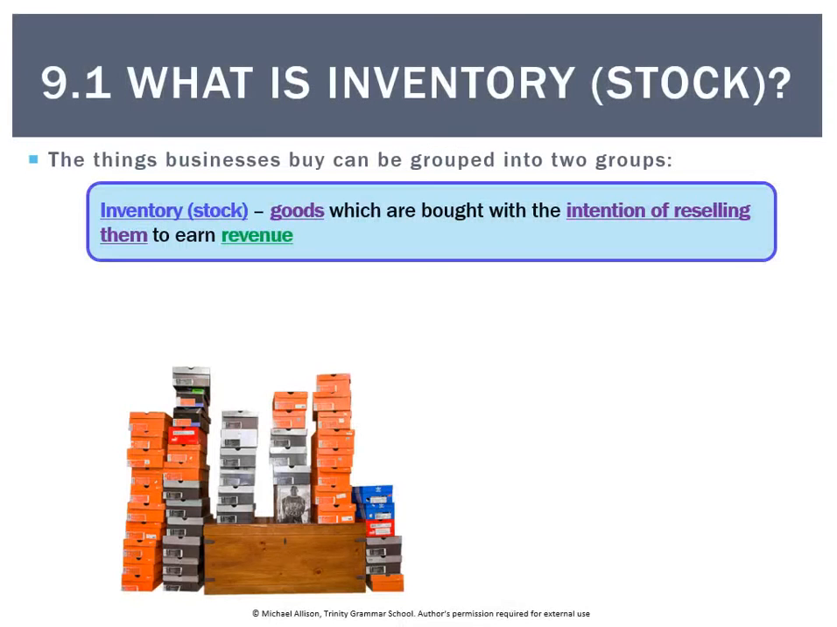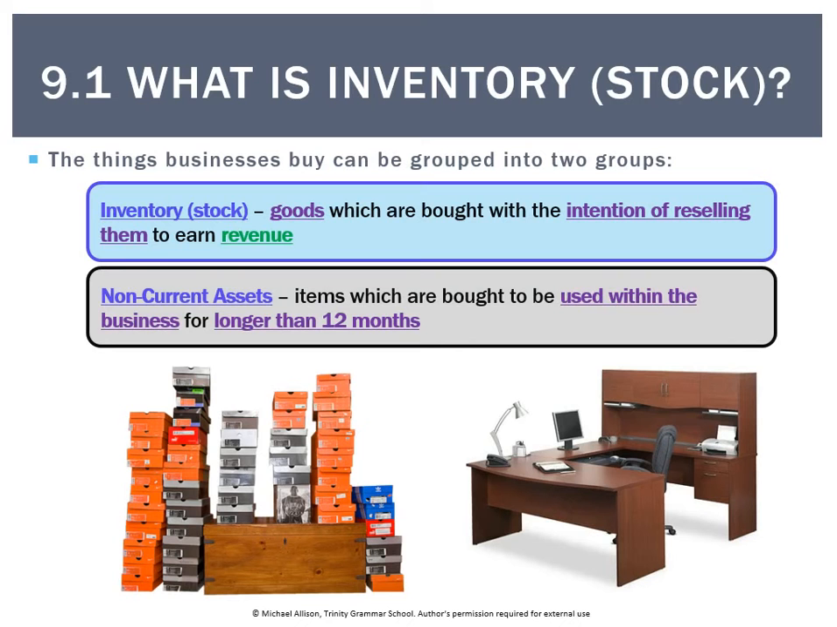They can be grouped into two groups, everything that a business buys. We could say something is either inventory or stock, and that is a good which is bought with the intention of reselling it to earn revenue. That's a little bit different to, say, a non-current asset. That's an item that a business buys, not with the intention of reselling it, but they intend to use it in the business for longer than 12 months.